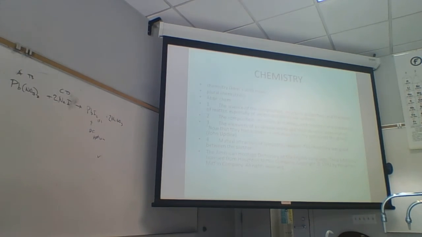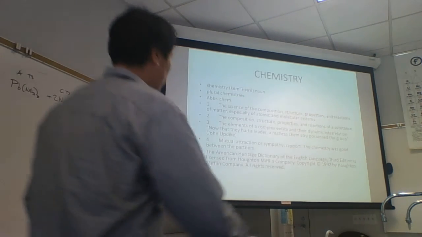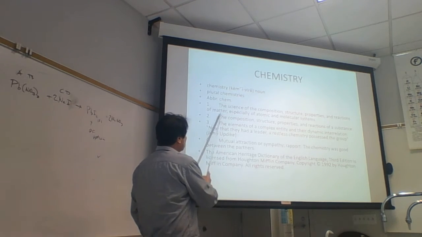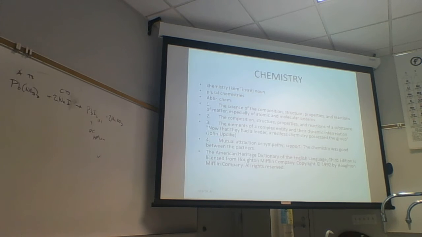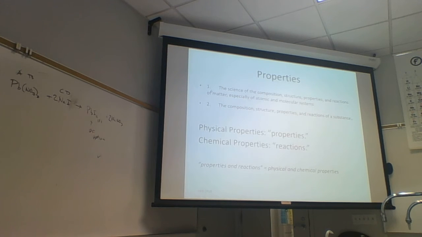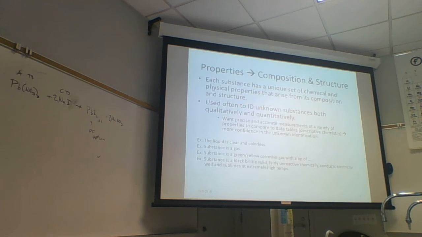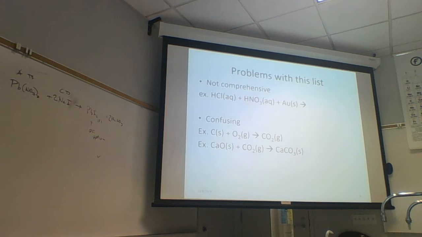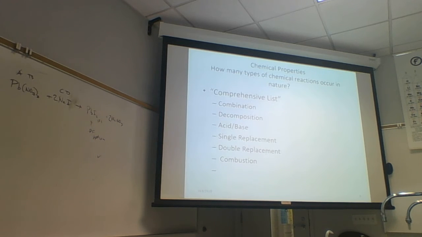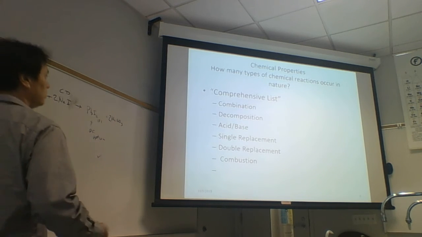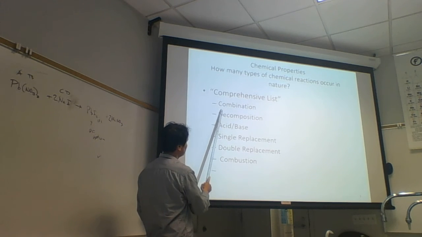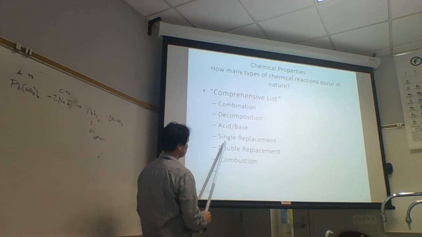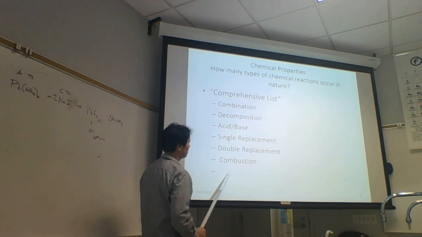All right, today we're going to just continue with reactions. So we're interested in the chemical properties of reactions. Let me just skip this stuff here. Normally when we look at the classification of chemical reactions, there are a whole bunch of subcategories, for example, combination, decomposition, acid-base, single replacement, double replacement, combustion, and so forth.